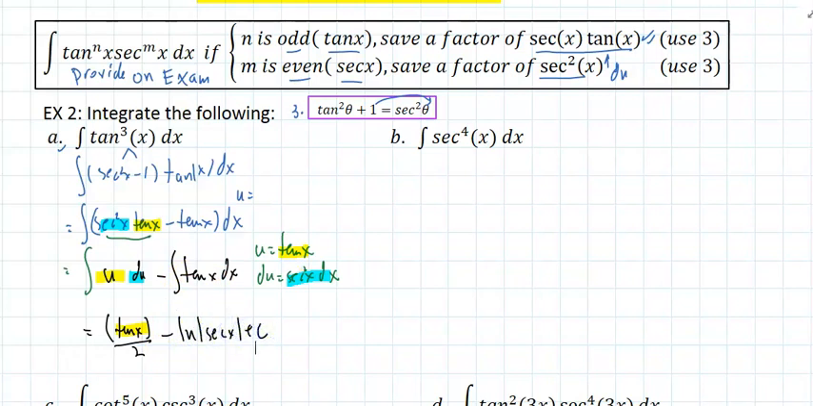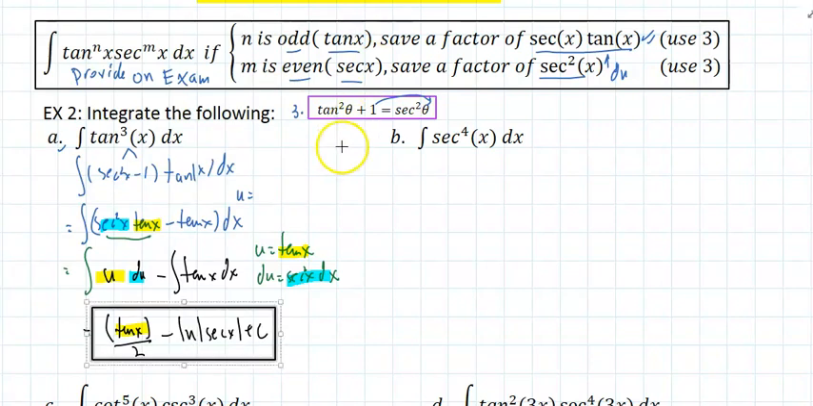Remember, the book might write this as negative natural log of cosine. Either way, we get our answer. That really doesn't matter. Either of those answers will be fine.